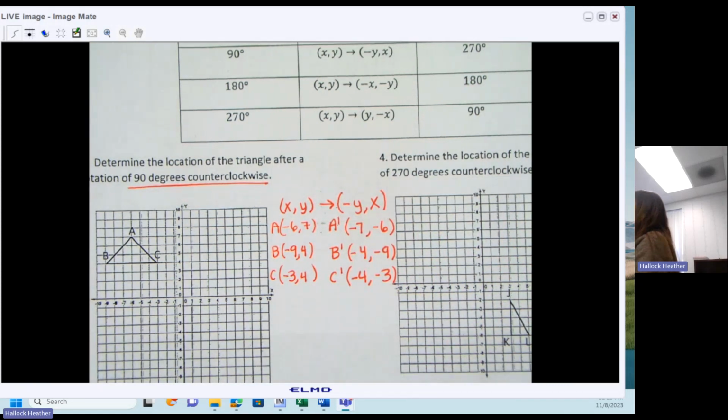So you can think about it as individual steps. Flip the coordinate point, change the sign wherever it says. People are getting confused whenever they're trying to do it at once. Some people can do that, which is fine. Some people get really confused. So now we're just going to plot our new points A prime, B prime, C prime.